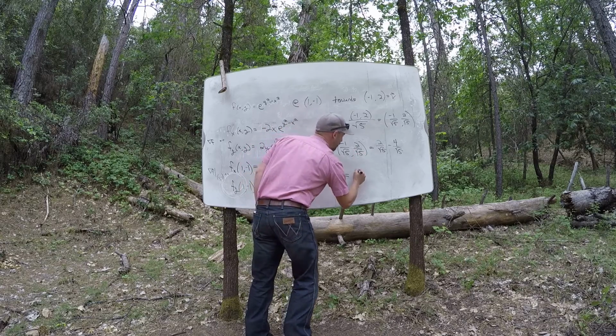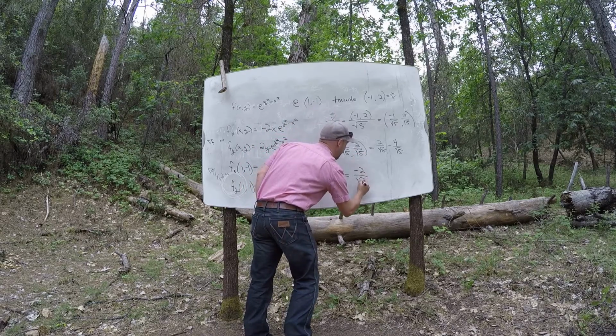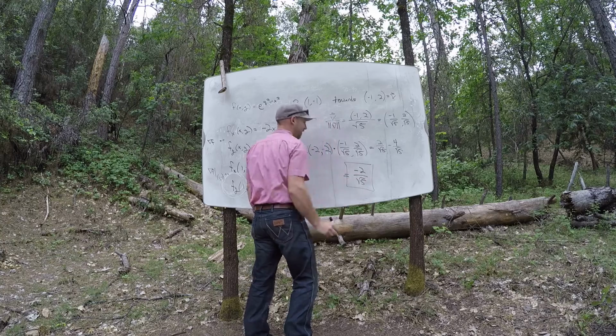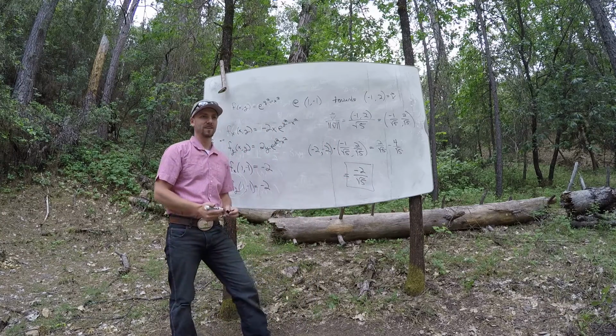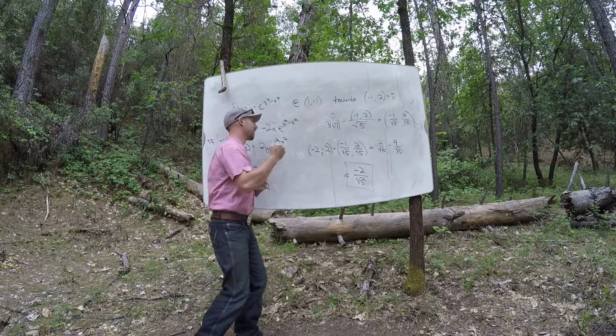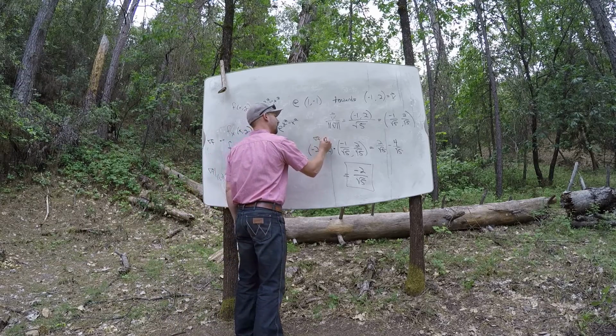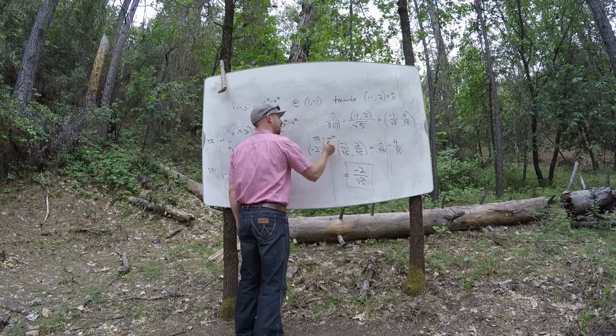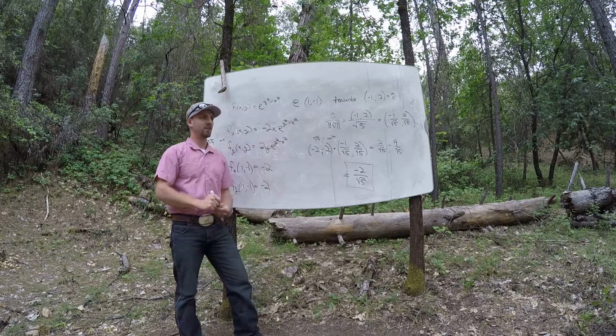So, out of this whole business, we get negative 2 over the square root of 5. Perfect. Questions? So in the end here, we ended up doing the gradient of f dotted with a unit vector. That's our directional derivative.